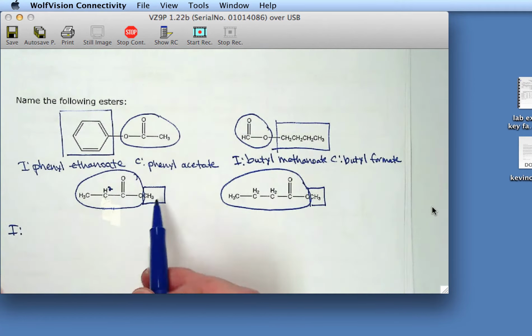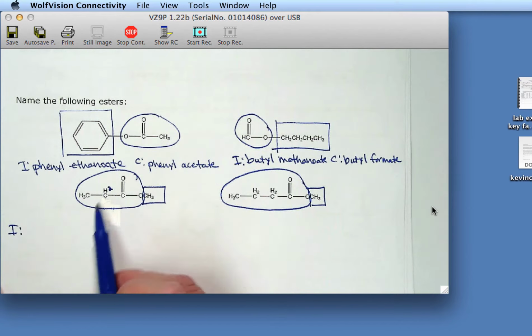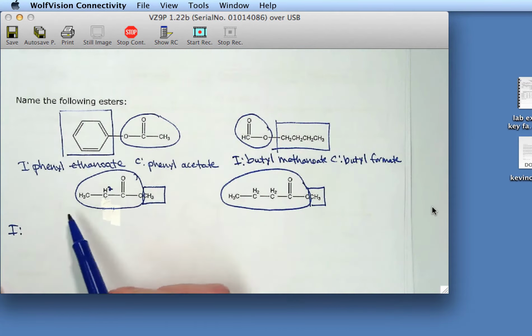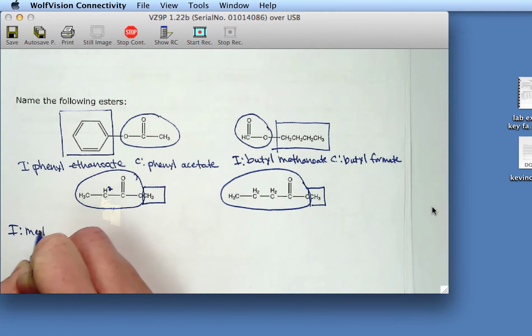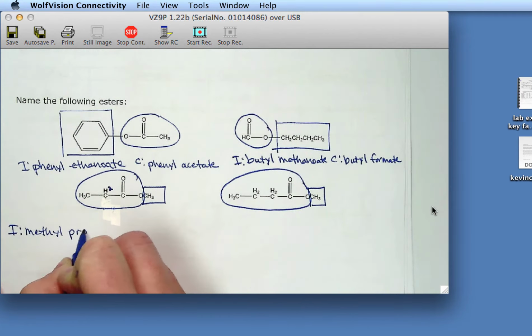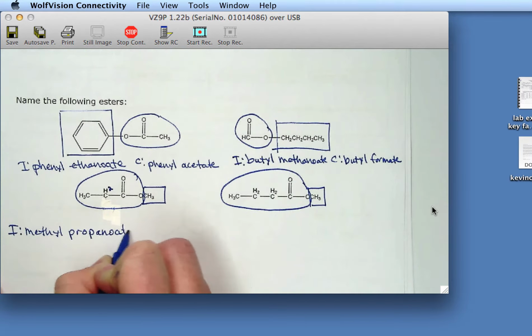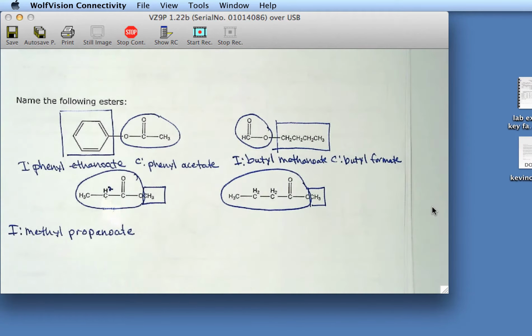Okay, so methyl, this is the one that I altered. I took that methyl group off because it makes it tricky to name. Methyl propanoate. And no common name, probably. Can you tell us what that would have been called? Oh, with the methyl group. Methyl 2-methylpropanoate.